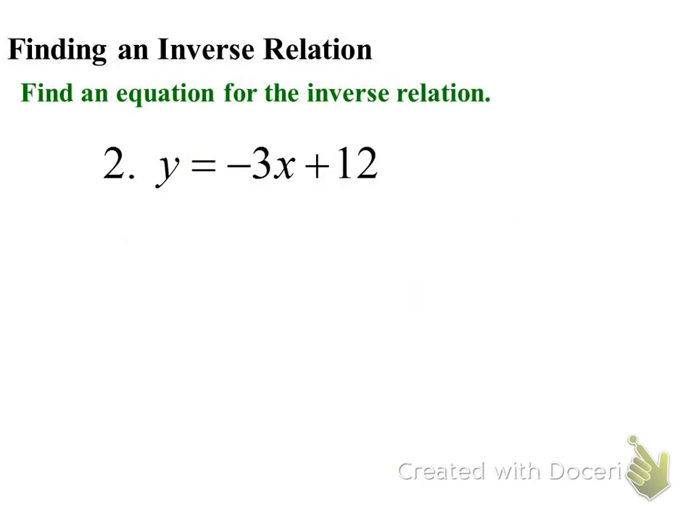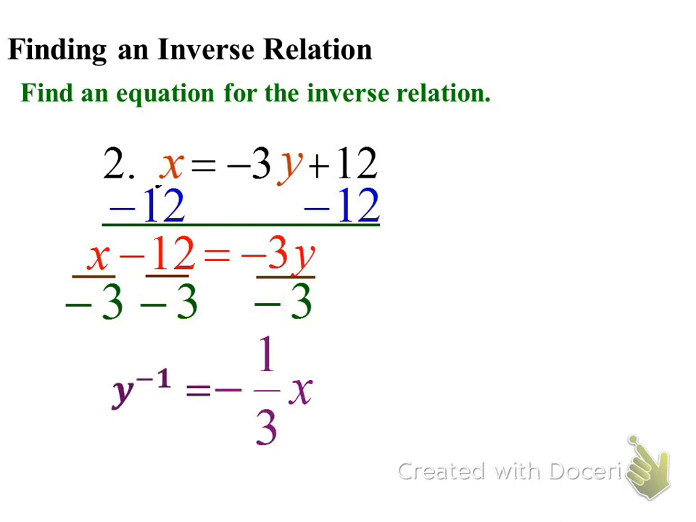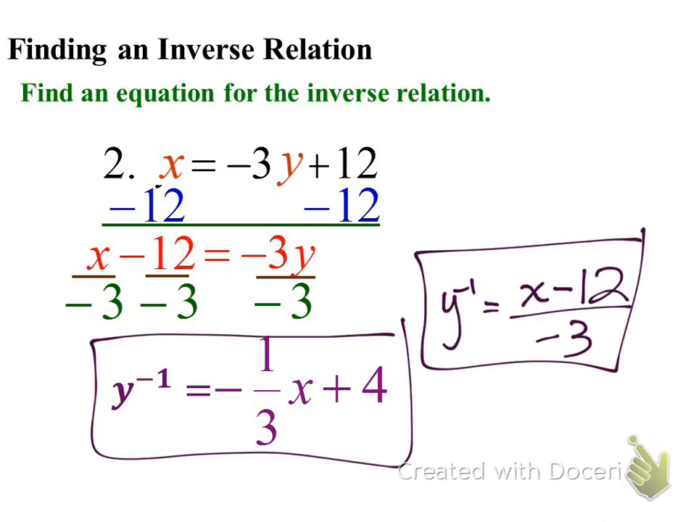Next problem, y equals negative 3x plus 12. You got to write the relation down. Then we're going to switch the x and y. Once the x and y is switched, now I'm going to move the constant. Now, in my next work, I divide by negative 3, different than how I divided by 4 in the previous example. You could divide each term, each piece, by negative 3, and still get the answer to be either negative 1/3 x plus 4 or the other way. All right, we've got one more problem.